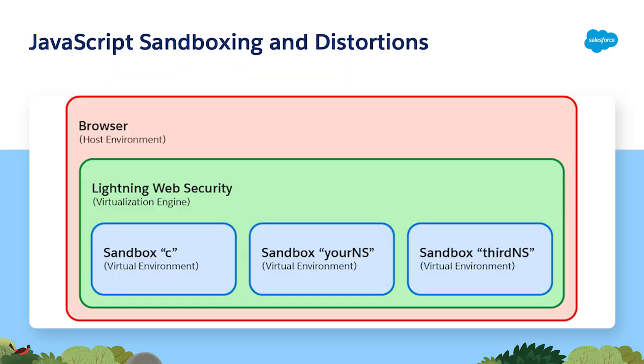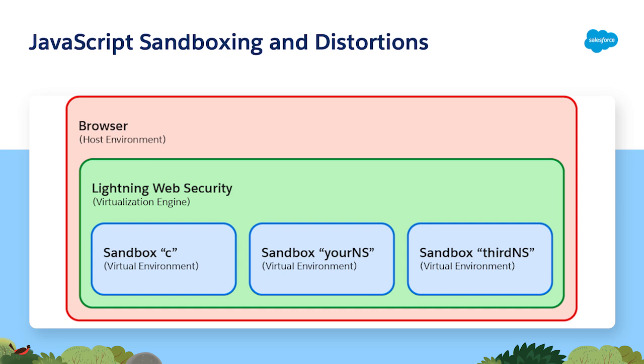In contrast, LWS uses JavaScript sandboxing to enforce namespace isolation. This means that components from a specific namespace are isolated in their own JavaScript sandbox, which is a virtual copy of the host environment, the browser. Each sandbox has limited access to specific resources from the host, such as global objects, network access, cookie access, and local storage. This is implemented by distorting some native web APIs that are considered insecure in those sandboxes.